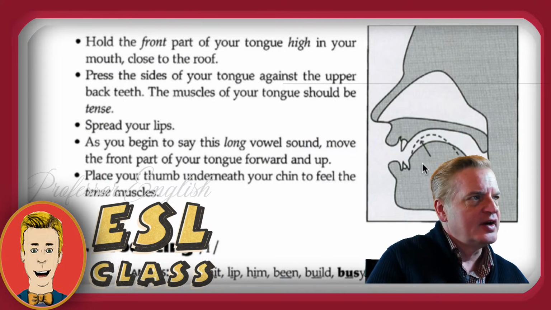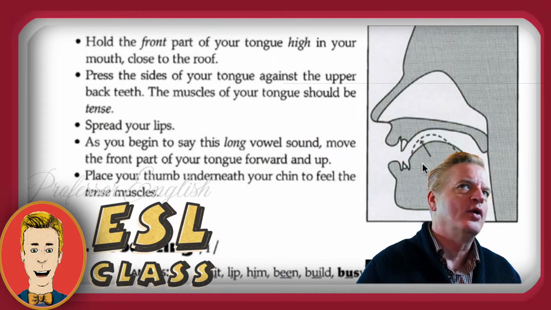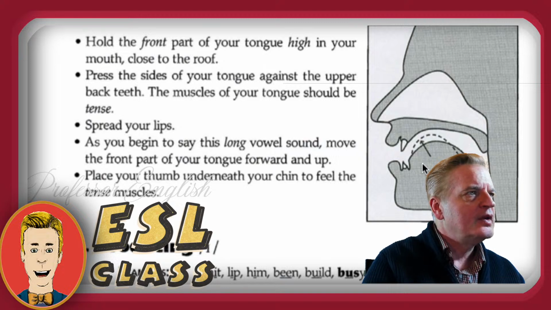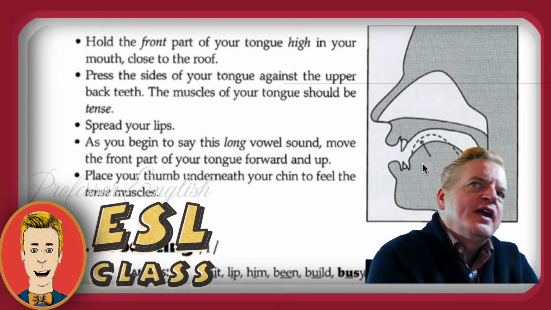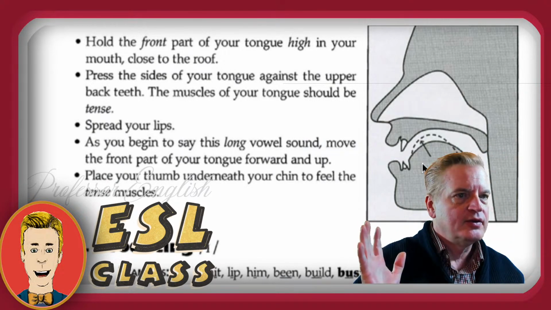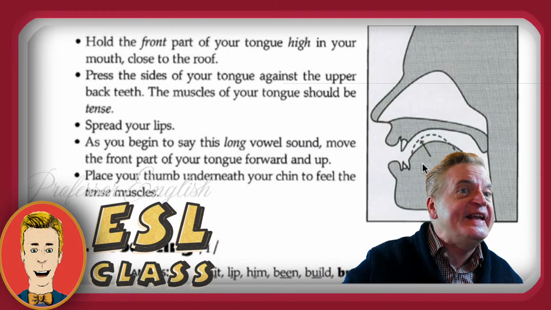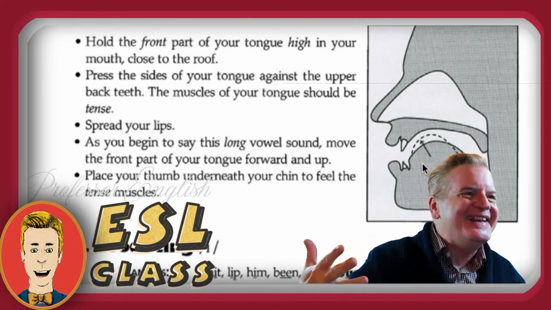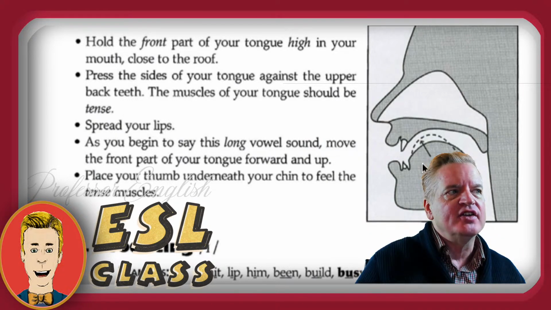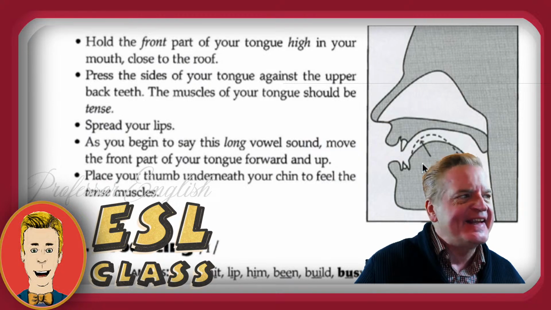Press the sides of your tongue against the back of your teeth. The muscles of your tongue should be tense. They're calling this a tense sound, and we'll figure out what that means in a minute. Spread your lips. Did you ever see in a movie, when somebody's taking a picture and they say cheese? Why do they do that? The reason is because it has that long E sound. And to make the E sound, you have to smile. E. That's what they mean by spread your lips. E.